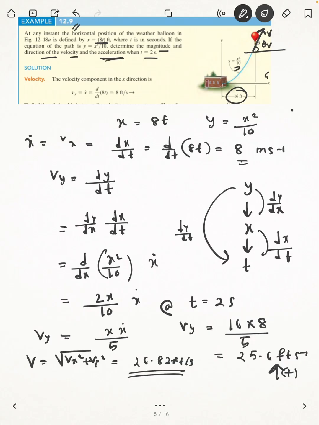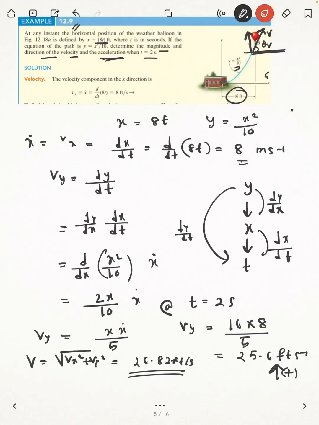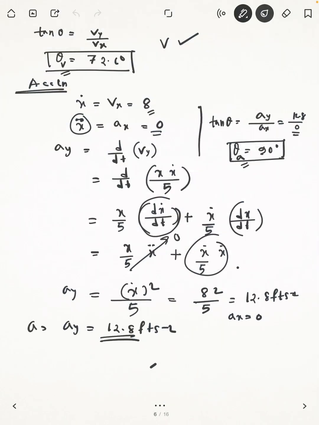And what should be the direction of the acceleration? It should be inside this path of the motion, and 90 degrees along this horizontal line. So it should be like this. If I use another color, this one is basically theta a. Okay, so this is how you need to solve this problem. Now we'll move forward to the next problem.